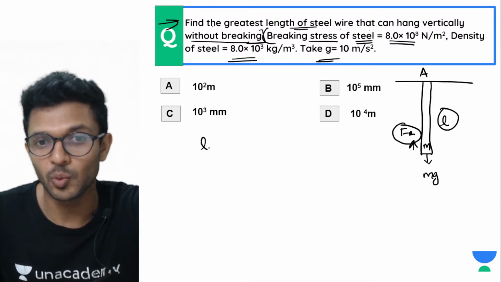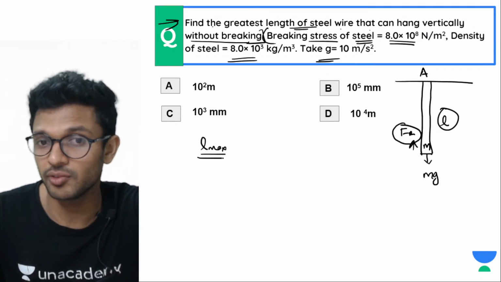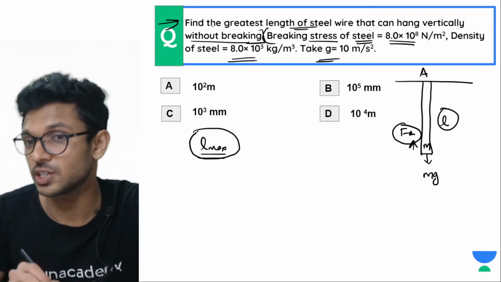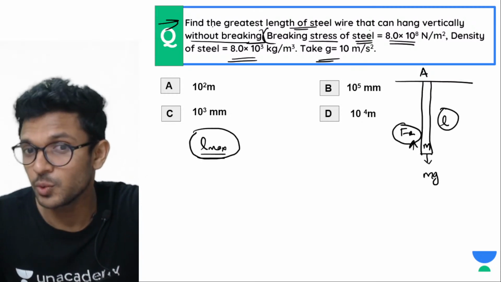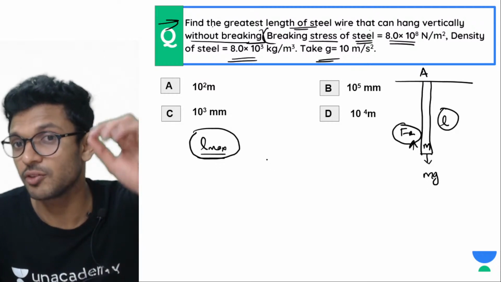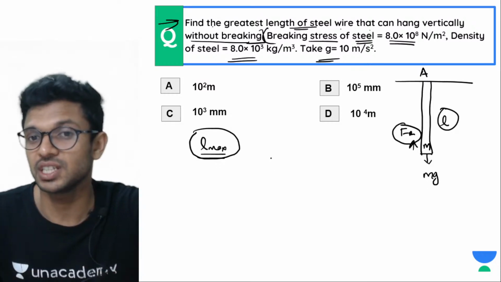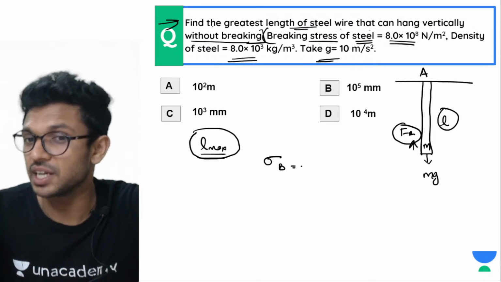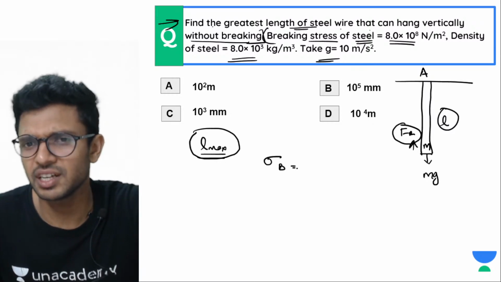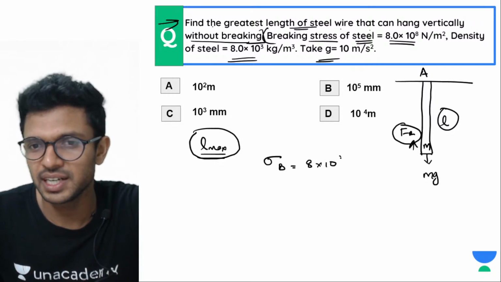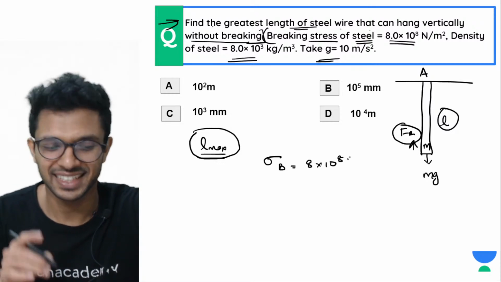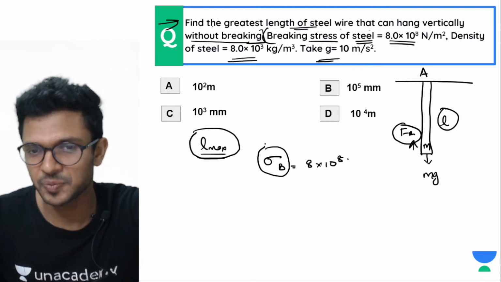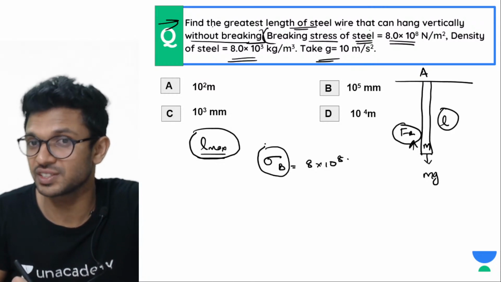So the question is, what is the maximum value of length possible? The maximum value of length that is possible can be found out from the equation of the maximum value of stress that can be produced inside the steel. So what is the maximum value of stress? We call it breaking stress, right? What is the value of it? 8 into 10 power 8. Yes or no? Absolutely. Now tell me, what is the formula for stress?